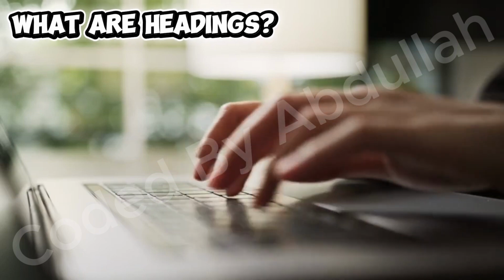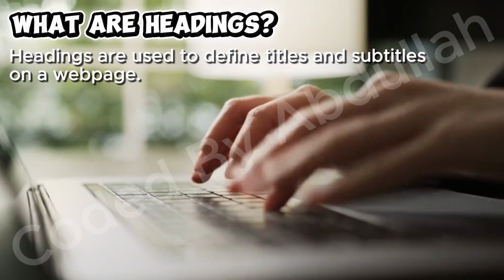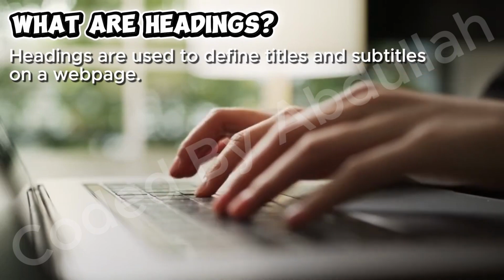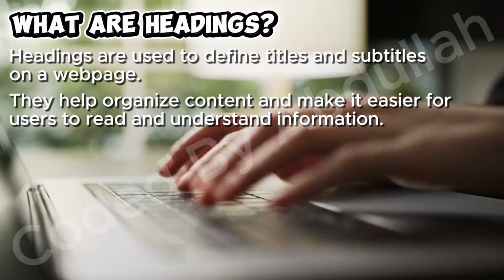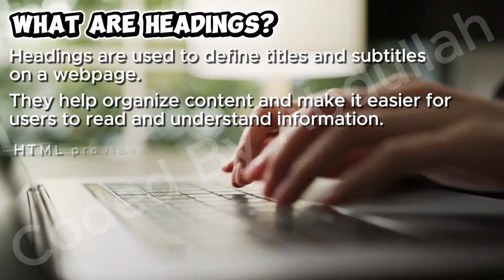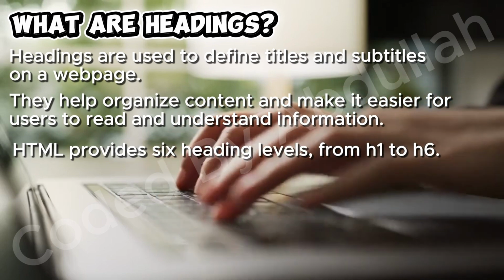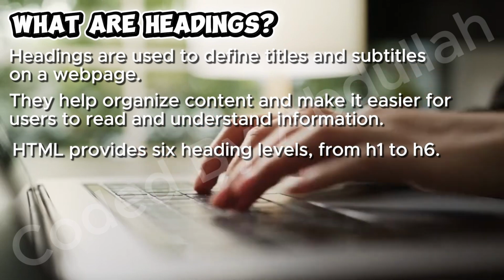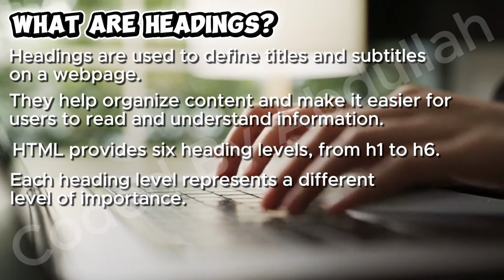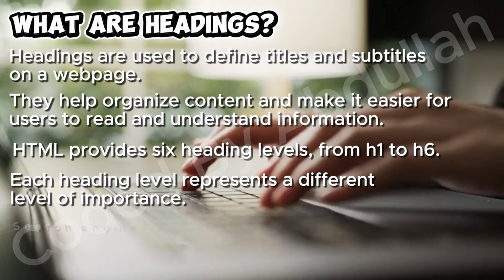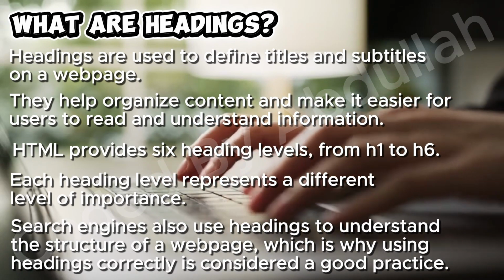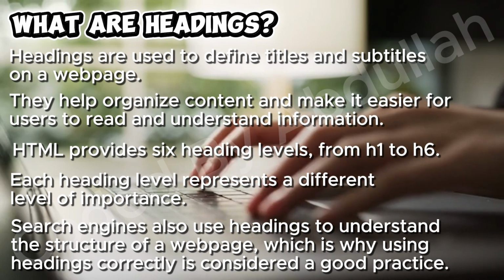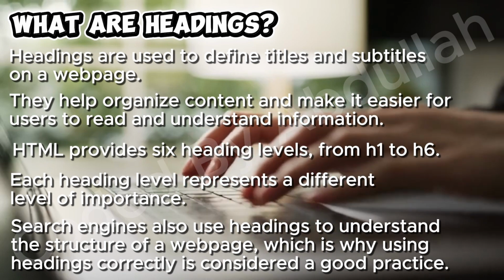What are headings? Headings are used to define titles and subtitles on a web page. They help organize content and make it easier for users to read and understand information. HTML provides 6 heading levels, from H1 to H6. Each heading level represents a different level of importance. Search engines also use headings to understand the structure of a web page, which is why using headings correctly is considered a good practice.